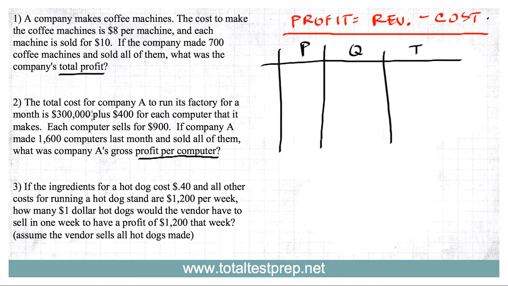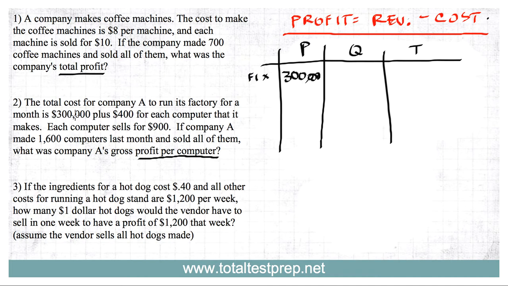We'll set it up like so. The total cost for company A to run its factory for a month is 300,000 plus 400 for each computer that it makes. This splits the cost into two. The 300,000 is what's known as a fixed cost in economic parlance, jargon. It's a cost you pay once per unit of time. So 300,000, we pay that once.